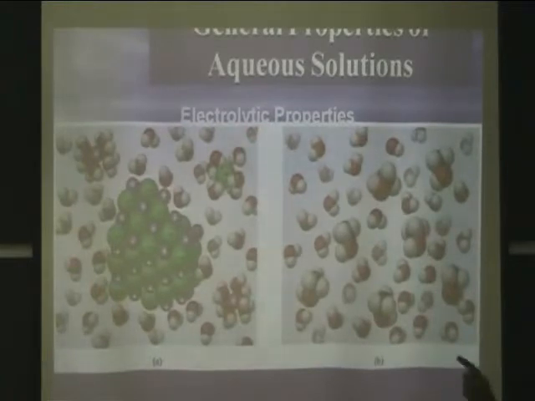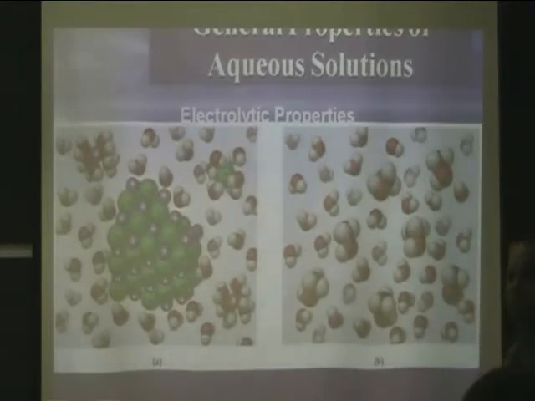The negative ion, which is the chloride ion, is going to be attached to the positive end, the hydrogen. The positive sodium ion is going to be attached to oxygen, because oxygen is partially negatively charged.